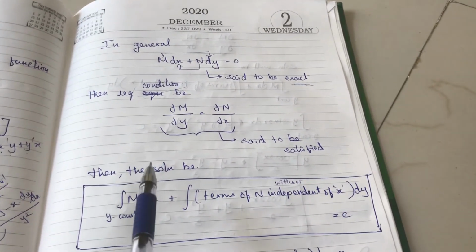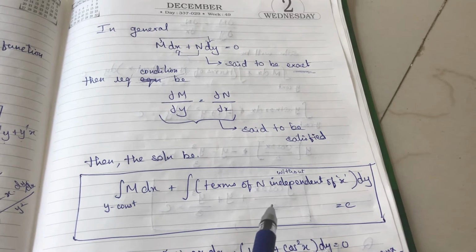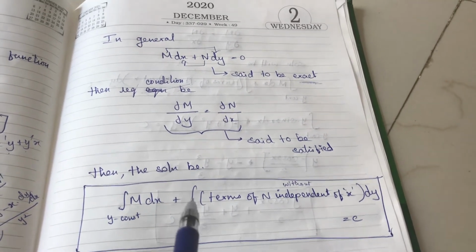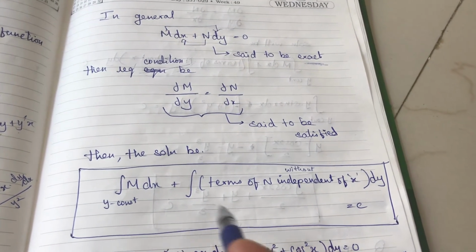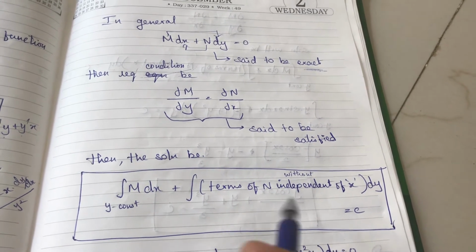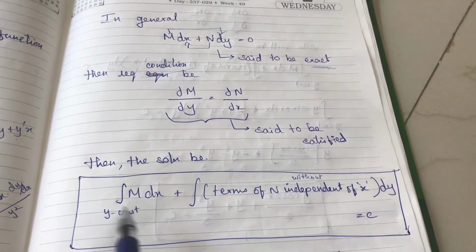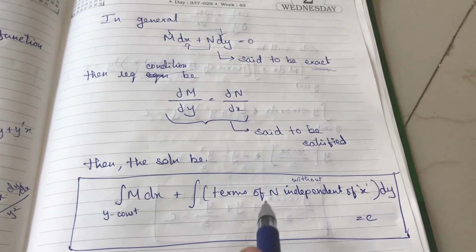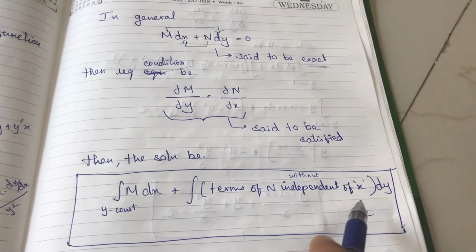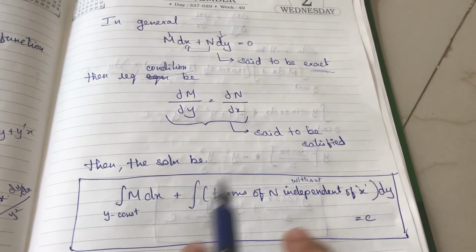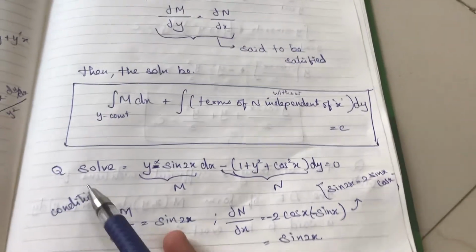Then you can directly write the solution as the integral of m into dx. It is somewhat a big equation, but this is dead easy in a sum. You can easily put this in the sum, but just read the equation because it may come in the 1 mark questions. So the integral of m, taking y as constant, plus the terms of n independent of x. That is, you need to write the term of n but eliminating the x term. That's it. So integrating the n term with respect to y, which is equal to c. Okay, let's see some sum here.